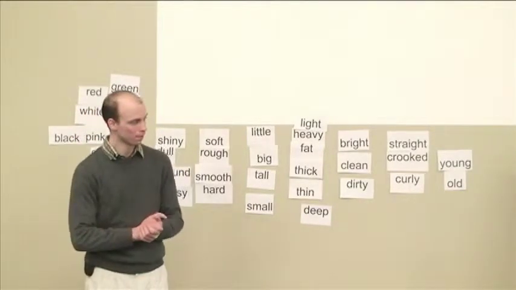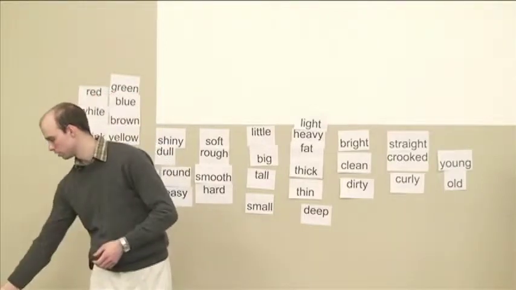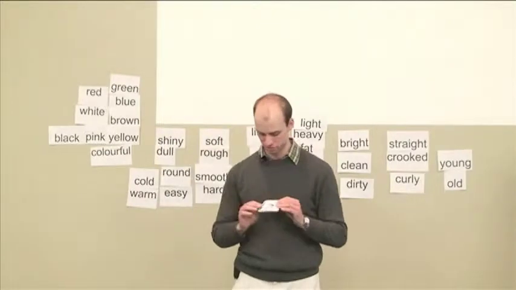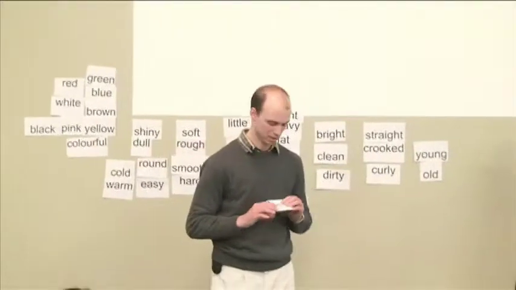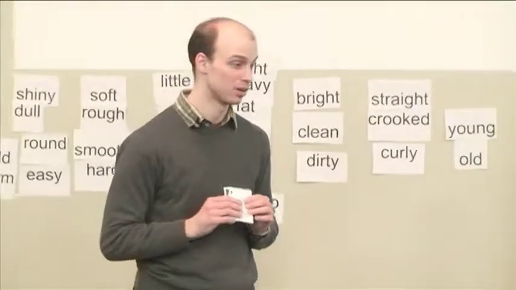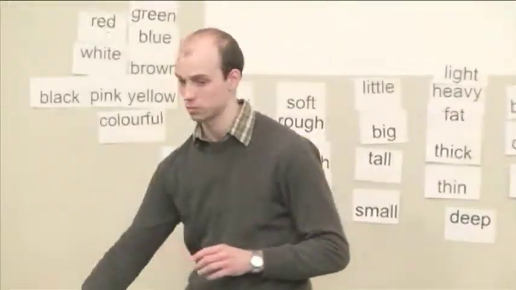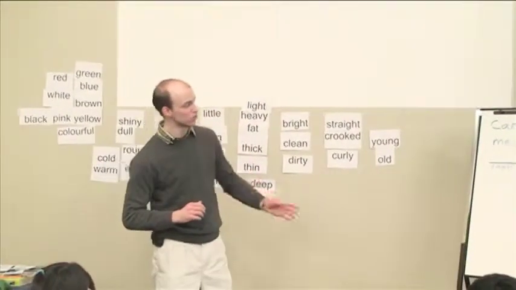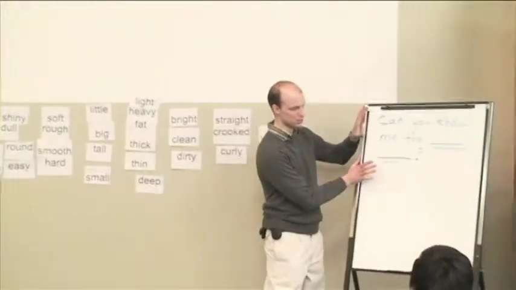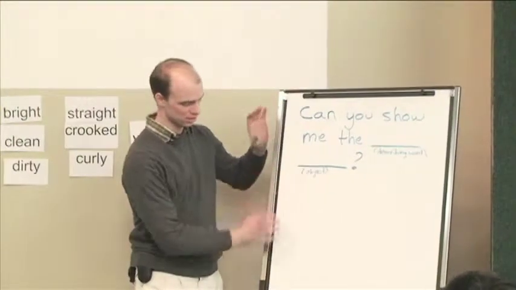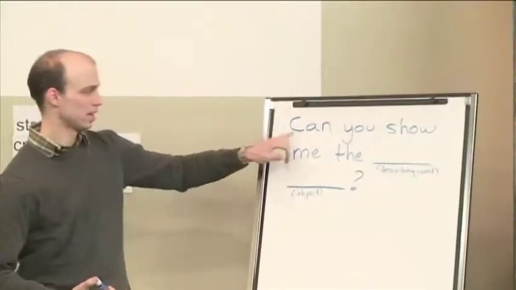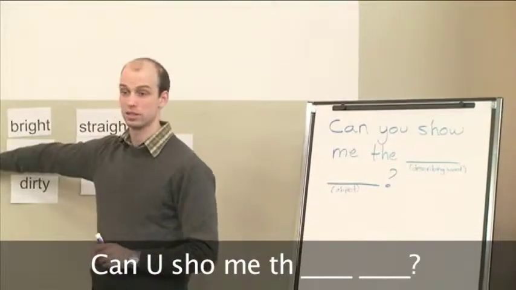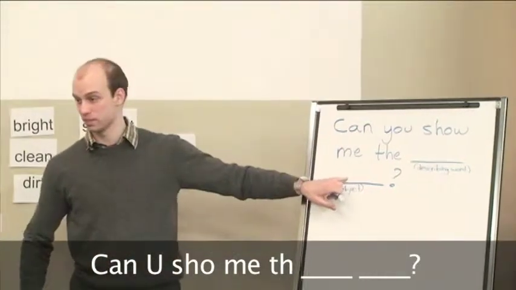So, very soon I will be giving you some cards. And on these cards we'll have some pictures. You can see here there's a picture of a girl, and there are lots of things you can describe on each of these cards. So maybe I'll have the girls work together and the gentlemen work together. And what I'd like you to do is work with this sentence, this phrase, okay? It's a question. Can you show me the, and then use a describing word here, and then the object.